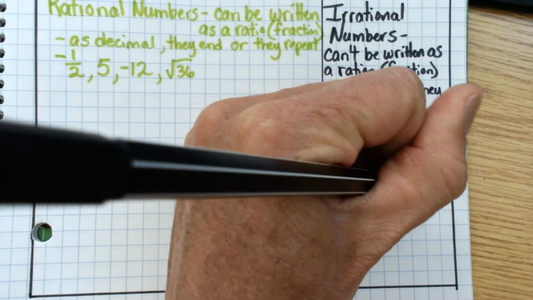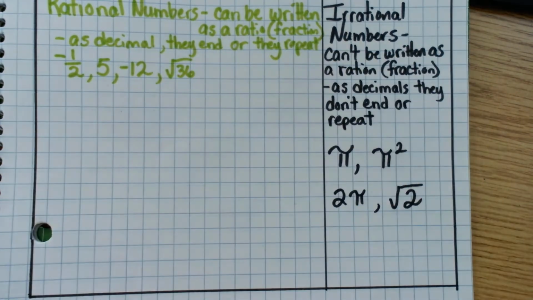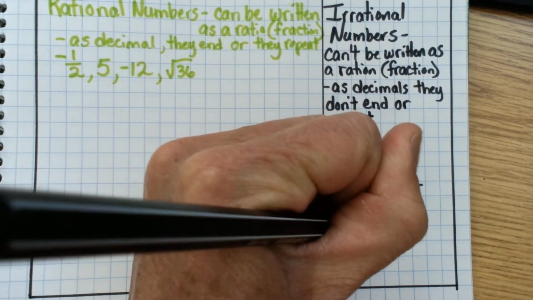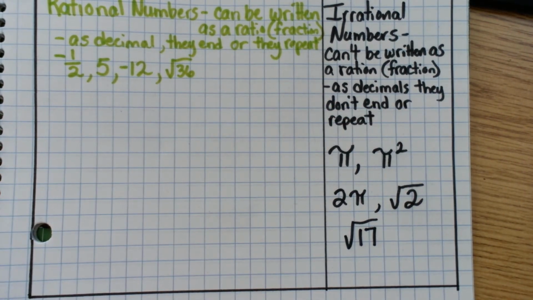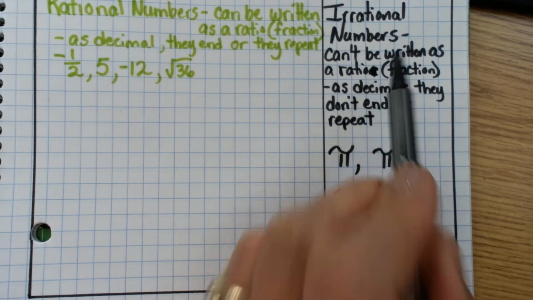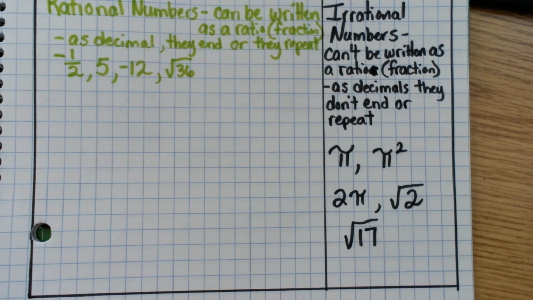Some square roots are irrational. If you play with your calculator on these, you'll see if you found the square root of 2, it's a decimal number that does not end and it does not repeat. Another example, square root of 17. So irrational numbers, they cannot be written as a fraction or a ratio. I just noticed I had a little spelling error there, not ration, but ratio. And as decimals, they do not end or repeat.